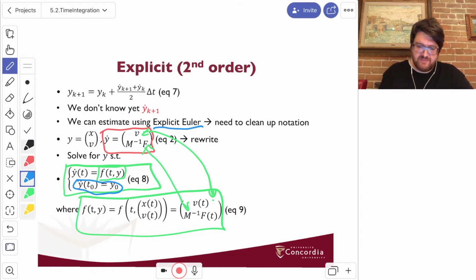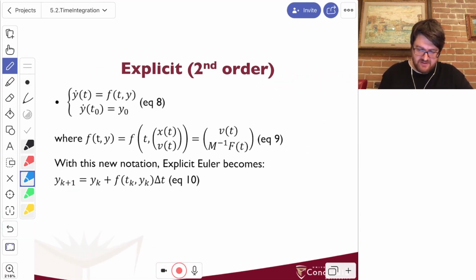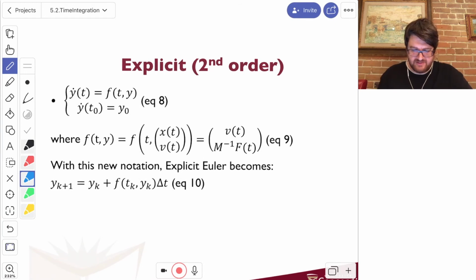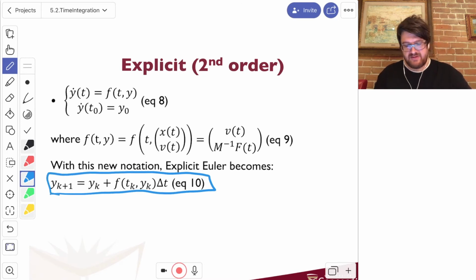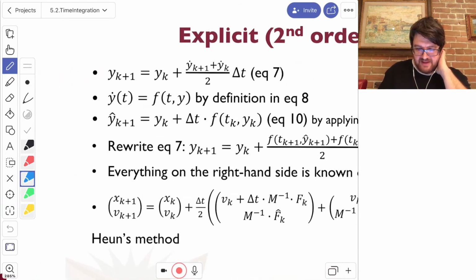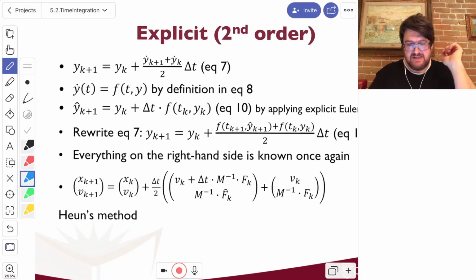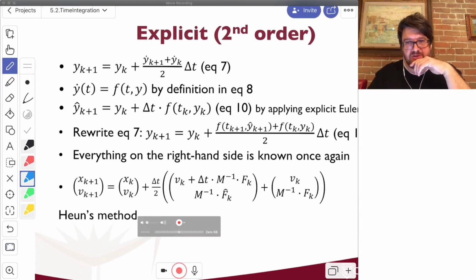So that being said, we are now solving this. Just as a reminder, this is the first method we did, and the explicit Euler becomes this. You see how nice and compact it is? This is how we like to have it. And now let's see how we do the actual second order method.